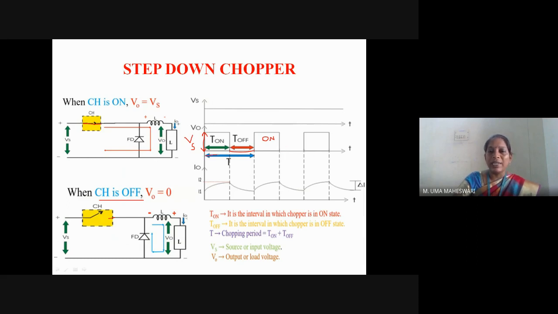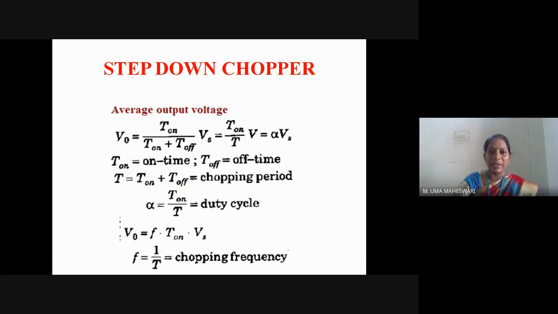So the total time is T on plus T off. It is represented by T. So chopping period is T on plus T off, represented by symbol T. T on is the on period of the switch. T off is the off period of the switch. Now we will see the output voltage expression for step down chopper.